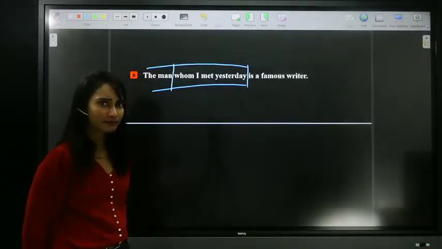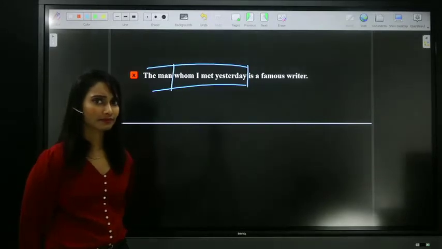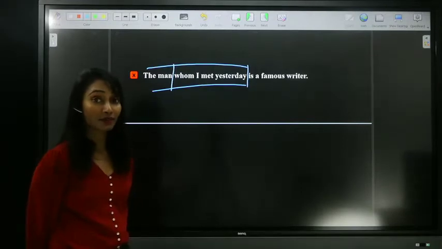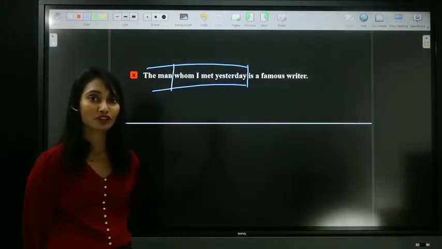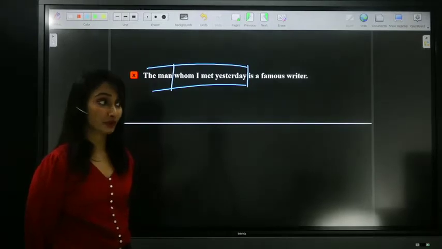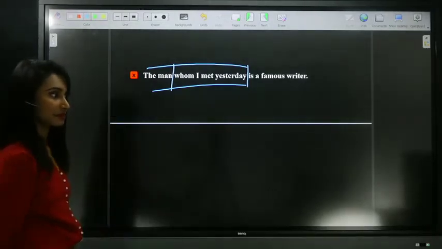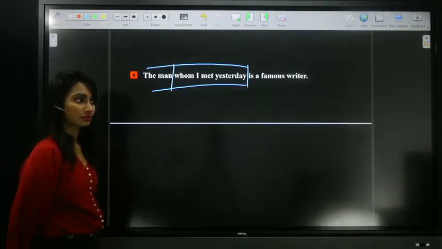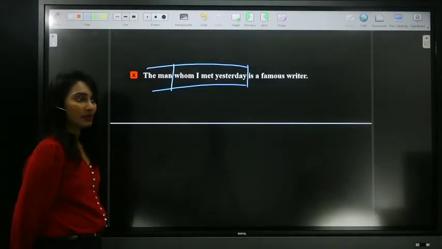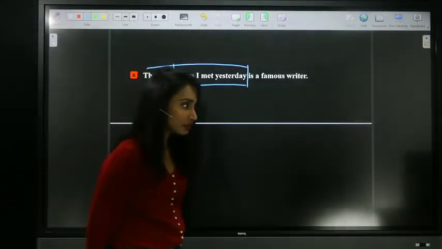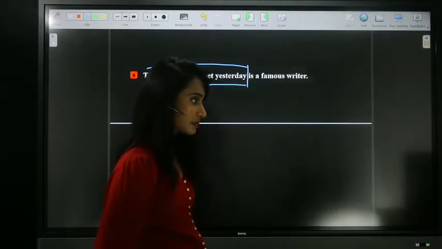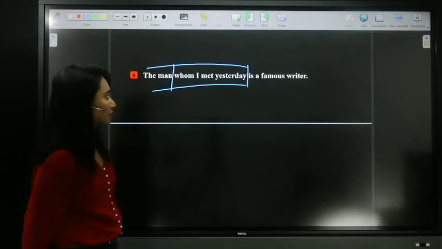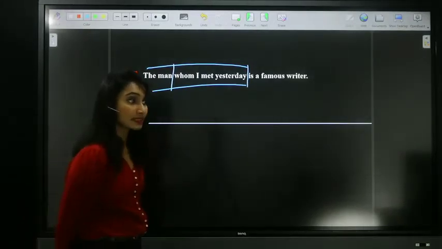So anyone? Just look at the pronoun part. Where is the pronoun? And what pronoun did we use? And what should be the correct pronoun? He is... Okay, you want me to put he. Yeah, Kartikeyan, you got it.